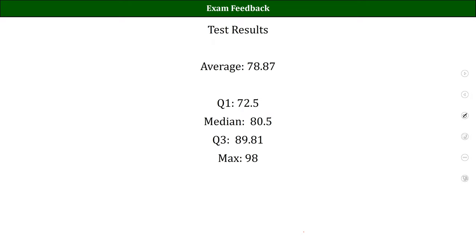Q1 means first quartile, meaning that 25% of the total grades on this assignment were below a 72.5, 25% were between 72.5 and 80.5, 25% were between the median and the third quartile. So basically we had a quarter of the class get between a 72 and an 80, a quarter of the class between an 80 and a 90, and a quarter of the class between a 90 and a 98. So pretty evenly spread out. Those are nice chunks, about 10 points in between each of those, which means the distribution is about what it's supposed to look like.